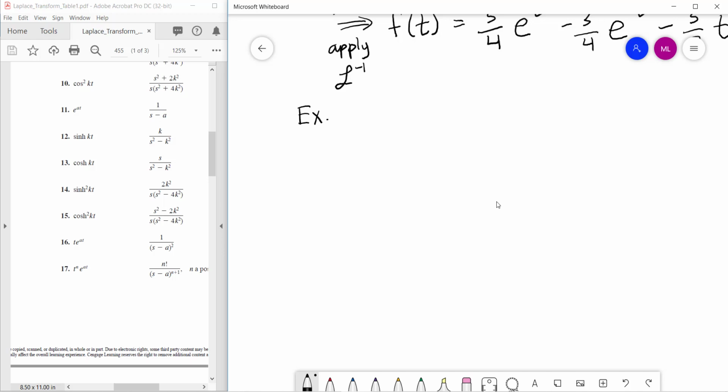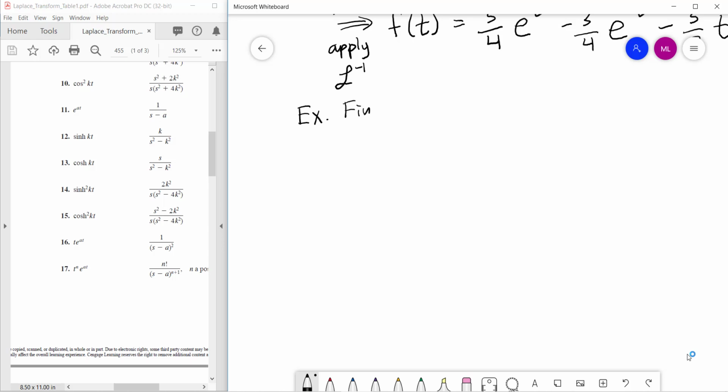Even though we've kind of already done these, of the quadratic form. For our last example, let's try this one.